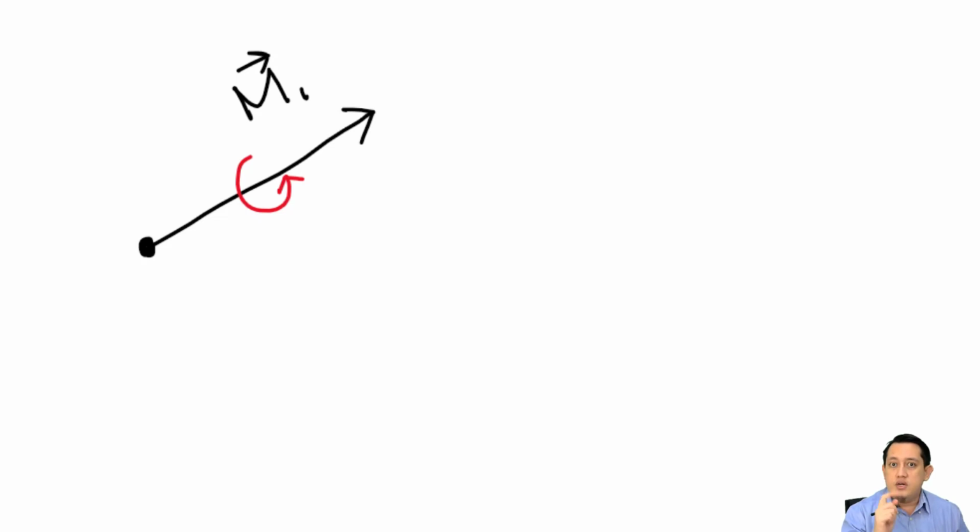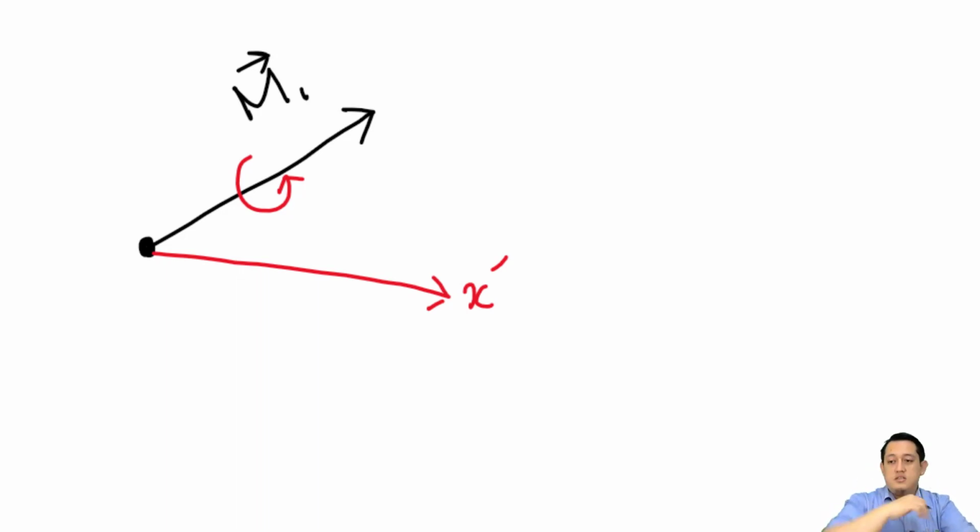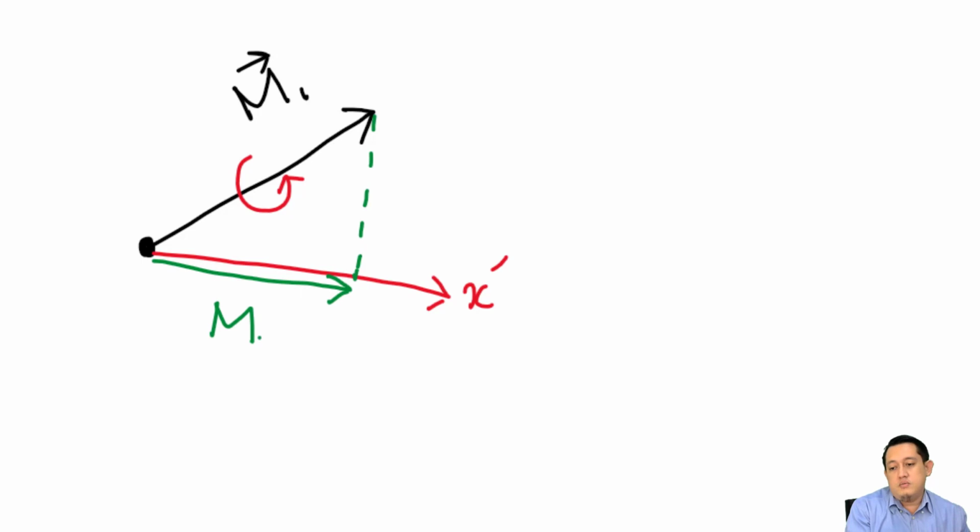Let's say we have a new line. We want to resolve this moment into this new direction. Let's label it as x prime. Just like a force, where we want to resolve a force into a specific line, this is also the same. When we want to calculate the moment in a specific direction, let's label it as Mx prime.